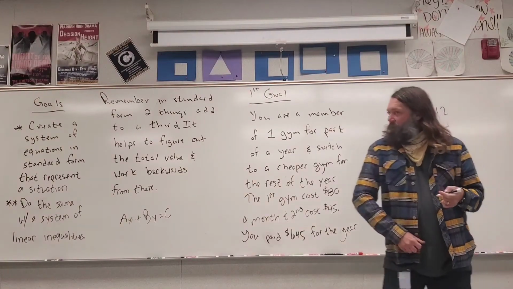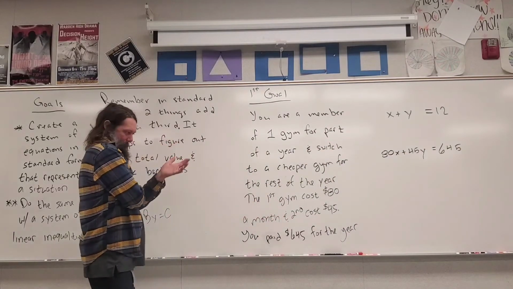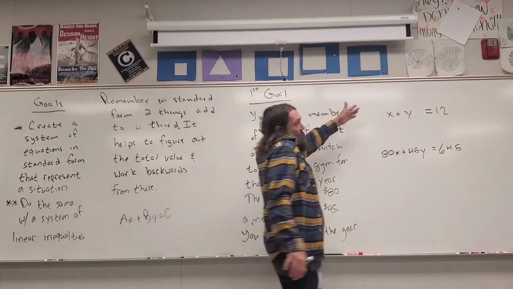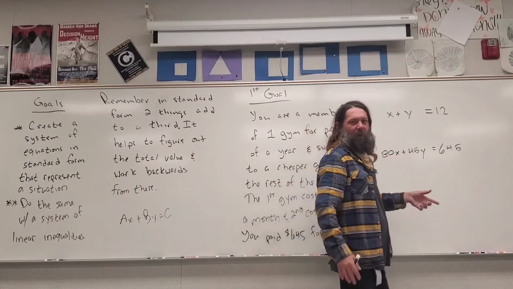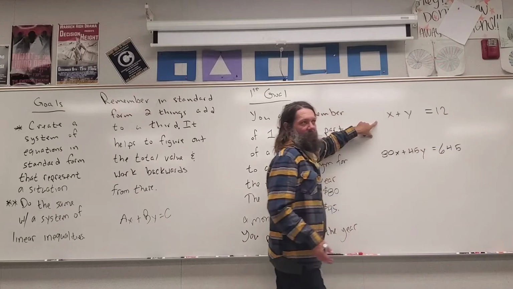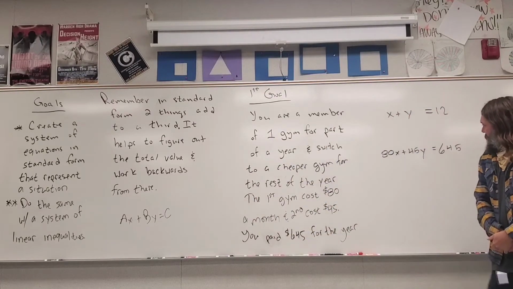Now we would go ahead and solve this as we solved them before, where you would multiply one equation maybe by negative 80 and then add them together and solve for your y, or multiply them by negative 45, add them together, solve for x, and we would go ahead and continue that.